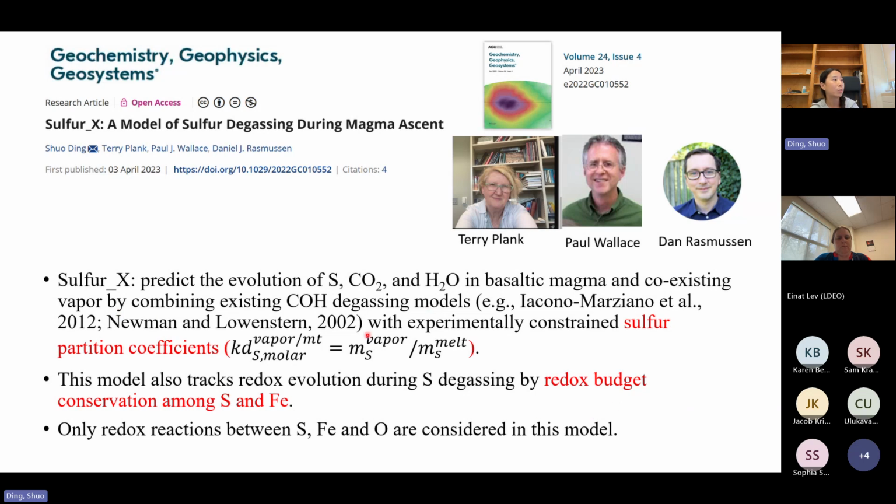The way we do it is we use the existing CO2-water degassing model and combine it with the newly developed sulfur degassing model. The unique thing about this model is that it can track the redox evolution during sulfur degassing. We did it using the redox budget conservation among sulfur and iron, assuming only sulfur and iron can change valence states in this whole process.